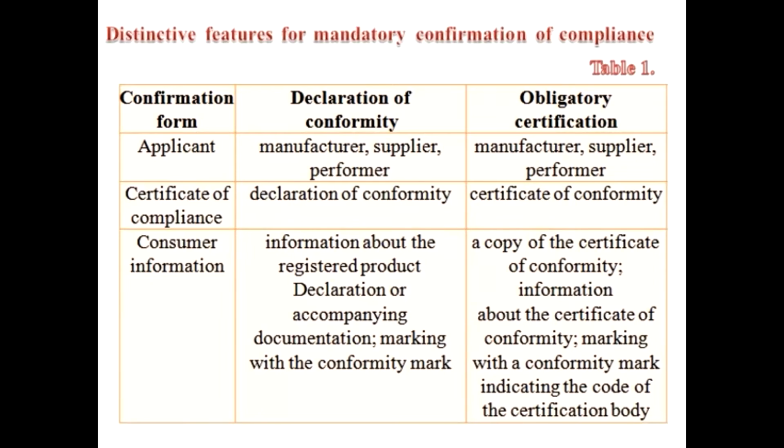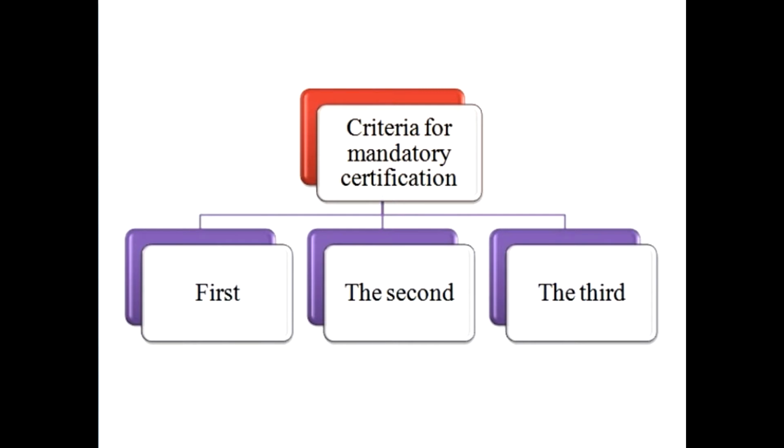For the declaration of conformity, consumer information is information about the registered product, the declaration or accompanying documentation, and marking with the conformity mark. For obligatory certification, this is a copy of the Certificate of Conformity, information about the Certificate of Conformity, and marking with a conformity mark indicating the code of the certification body. Mandatory certification should be included in the technical regulations only in justified cases.